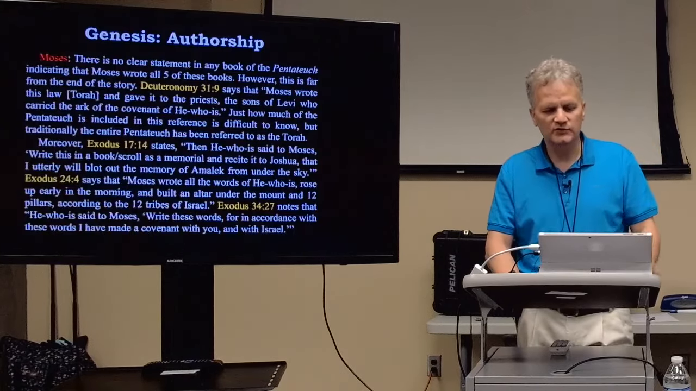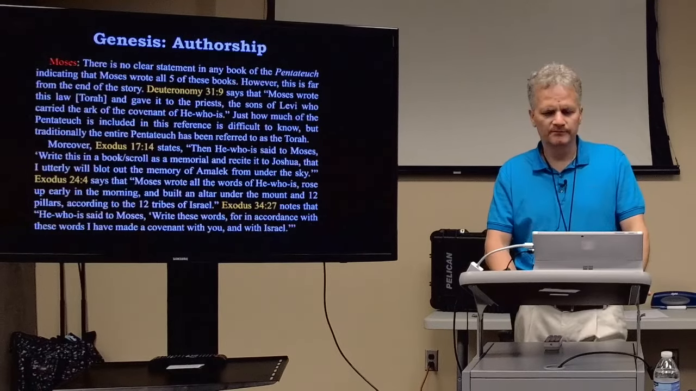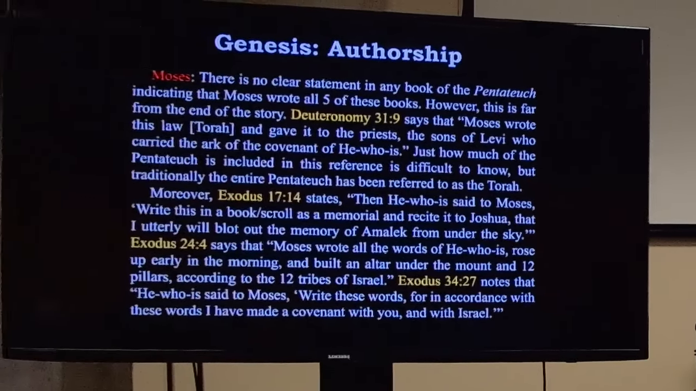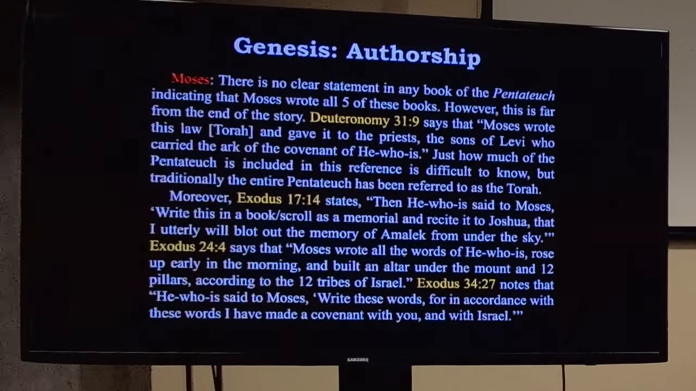Now we move to the question of authorship. Well, there is no clear statement, if you didn't know, in the Pentateuch, the first 5 books of the Bible, that states clearly, I am the author and my name is Moses. There is no such statement.